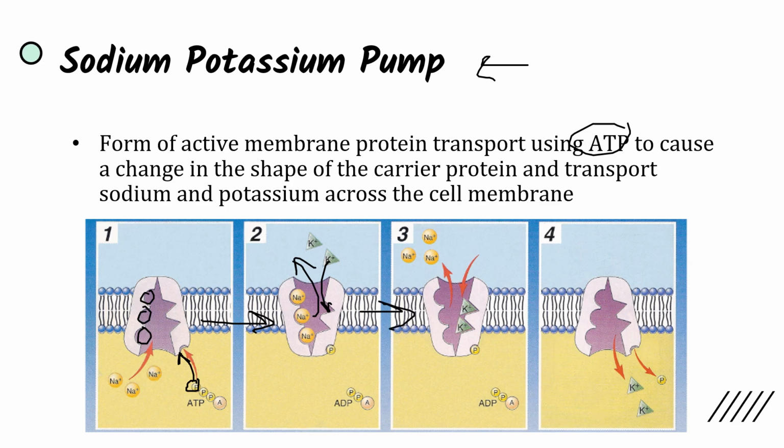And then once the phosphate group leaves and goes back to join the ATP and detaches from the carrier protein, the protein goes back to its original form, and now the potassium ions can enter the cell. So basically this is using energy to get one type of ion out of the cell and get another one in at the same exact time. This is the sodium-potassium pump, and it's very important, used all throughout the body.